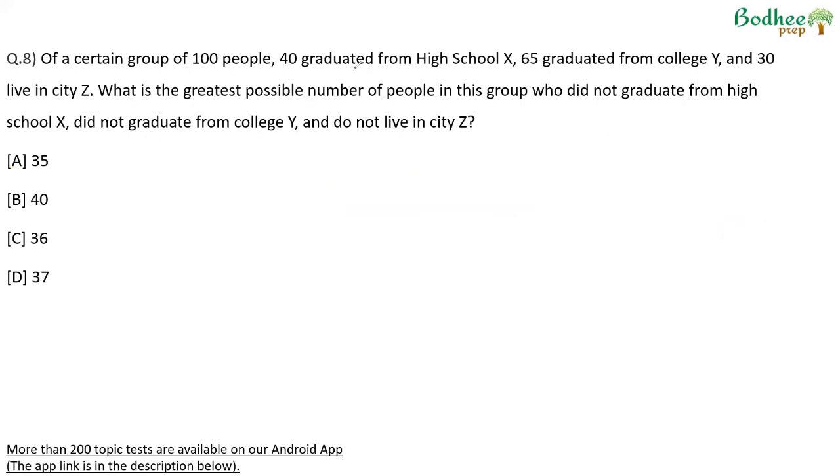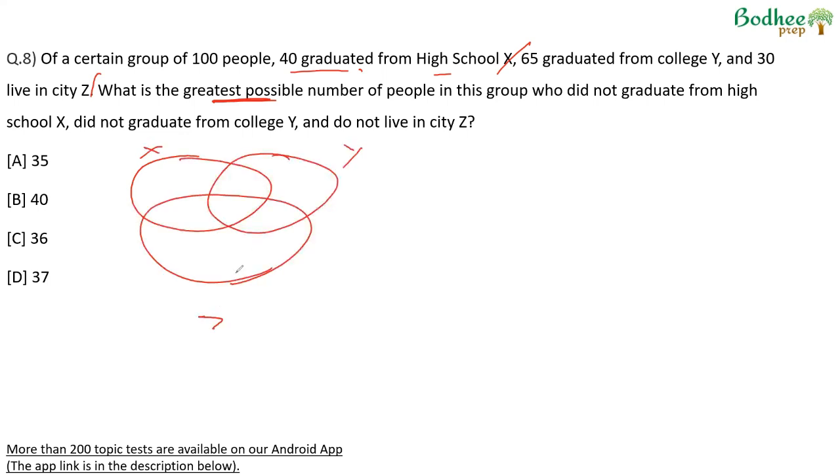In a group of 100 people, 40 graduated from high school X, 65 from Y, and 30 live in city Z. What is the greatest possible number of people in this group who did not graduate from high school X, did not graduate from Y, and did not live in city Z? We are looking at the maximum number of people. Greatest number of people. So basically X, Y and Z.